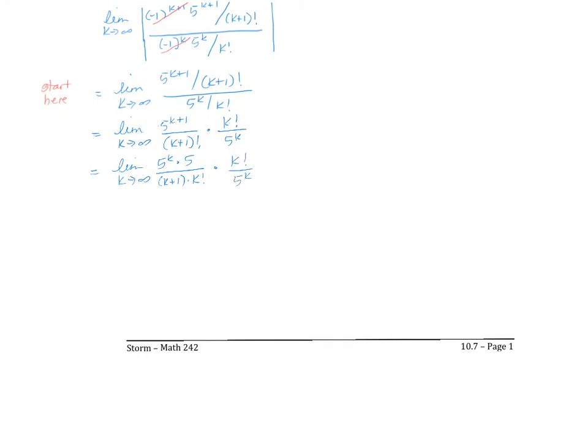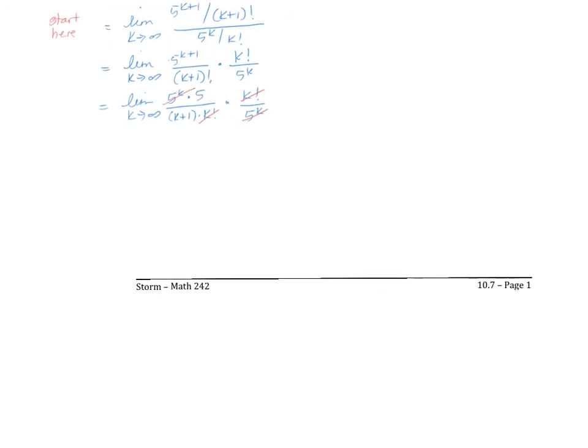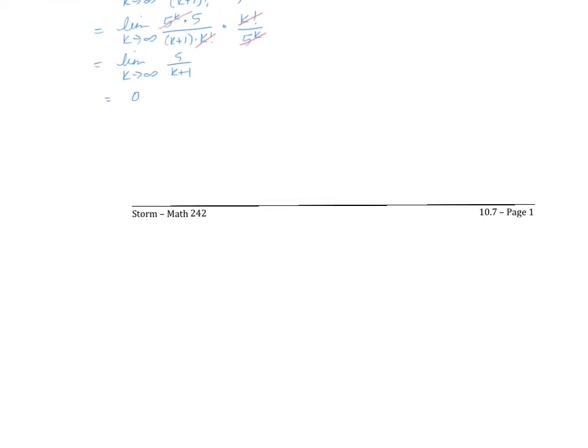And now I can see that the 5 to the k's cancel and the k factorials cancel. And I'm just looking at the limit as k goes to infinity of 5 over k plus 1. And that would be 0. So by the condition, it meets condition 1. The limit is less than 1. So this converges by ratio test.